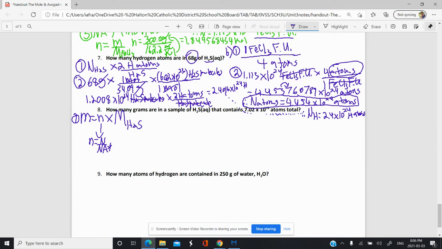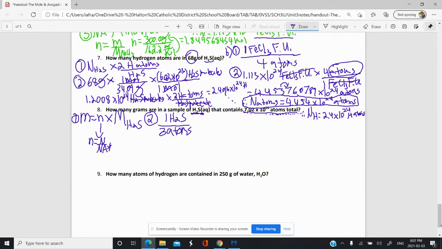So I still need N, though. Now, look carefully. We have the total number of atoms here. To find N in H2S, I need to do a conversion. So here's what I know. I know that in one H2S, there are 3 atoms total. Okay, so I'm going to make this my step 2, finding what I need, which is the big N value.